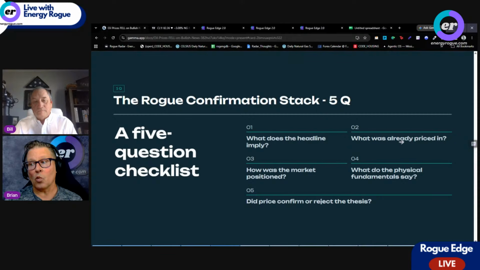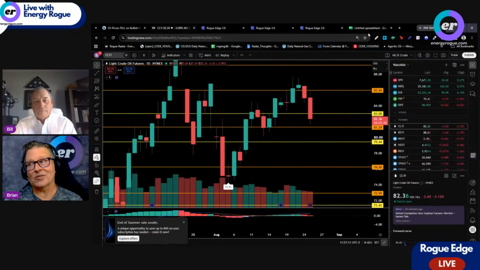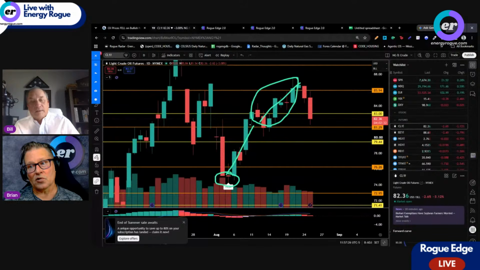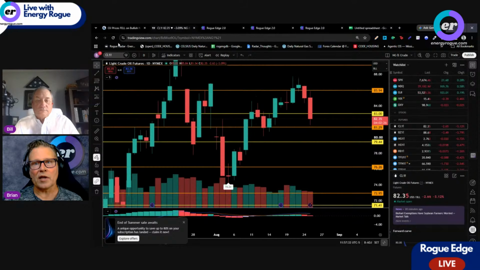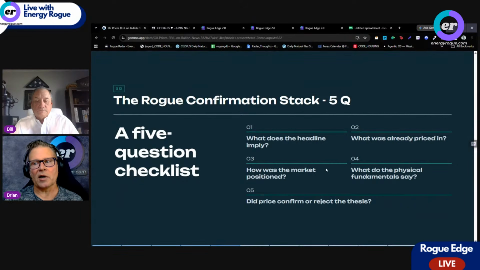Was it already priced in? This is where we get back to, depending on early August, there could have been traders that actually bought in this range, and then a second group of traders that bought in this range, right? The trade down here, they're still in the money, but they're losing some value there. So was it already priced in? How was the market positioned? That's important. Then we step to what the physical fundamentals say, and whether the price confirmation confirmed or rejected the thesis.